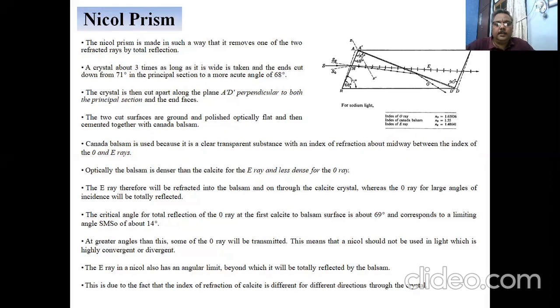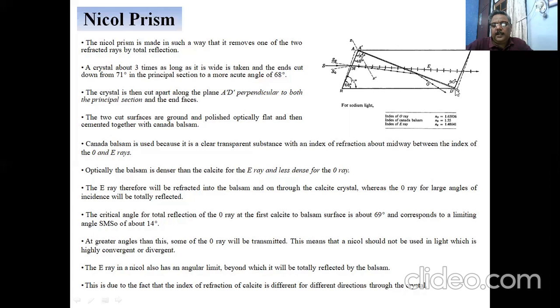Start with Nicol prism. If we take a crystal whose length is 3 times the width, and the principal section is cut about 70 degrees, it can be 68 or 71. Such a crystal we are taking, and we cut the crystal along this plane, along the transverse plane, and again we paste these two pieces by a chemical known as Canada balsam.